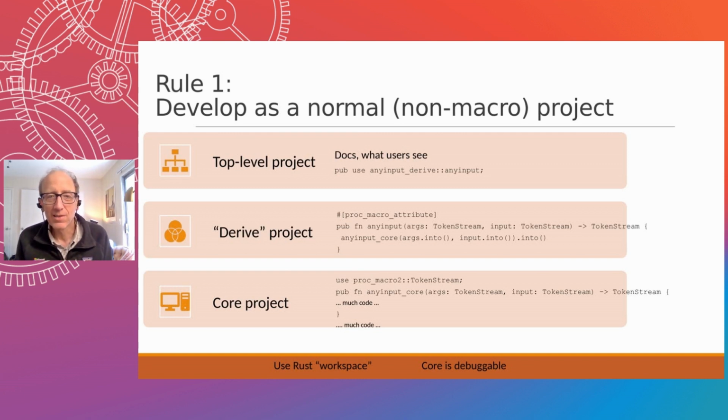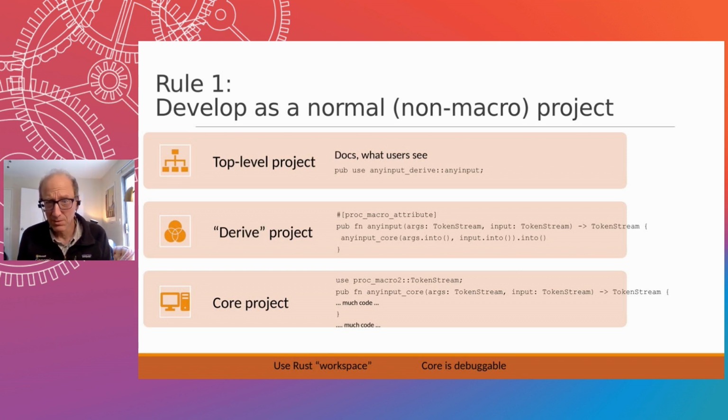So in this case, the next level project, which I'm calling the derive project, defines something called anyinput_derive::anyinput, and doing that pub use anyinput_derive::anyinput in the top level project means that our top level users will see that anyinput function at the top level. There's not much more to the top level than that.